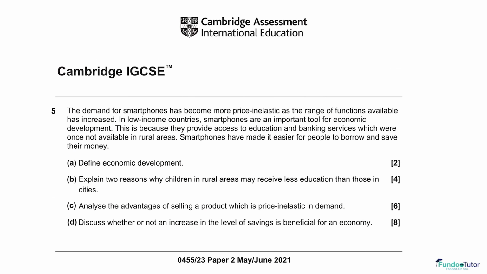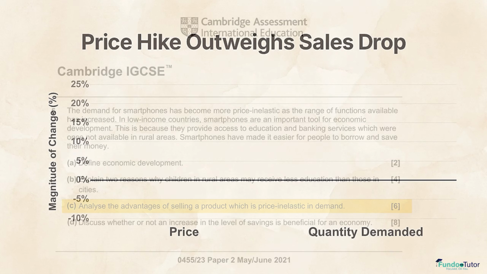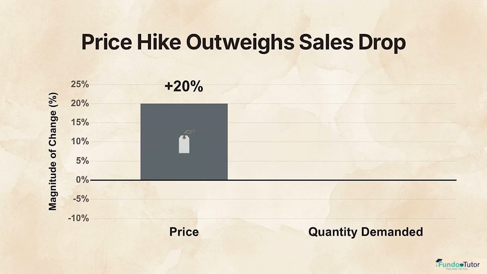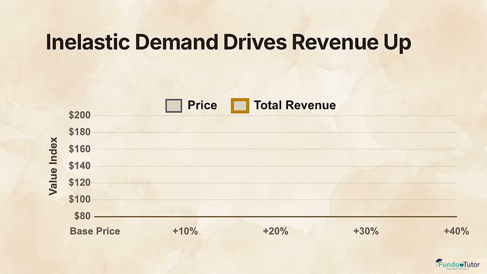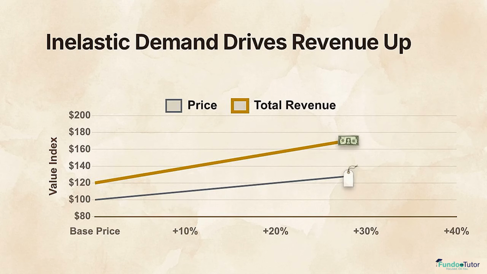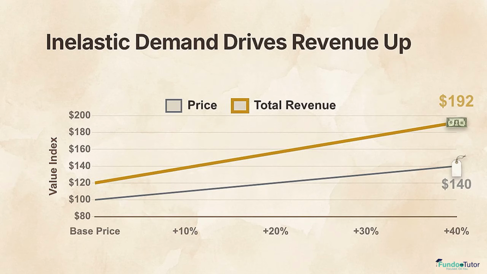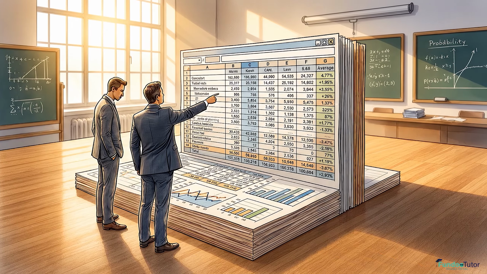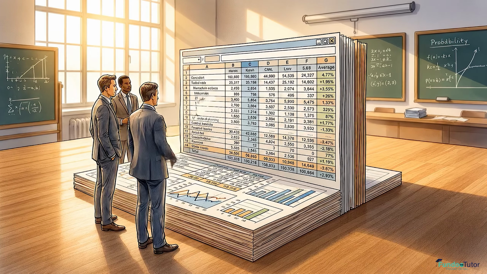This brings us to question 5, which asks us to analyze the commercial advantages of selling a product with price inelastic demand. The core rule of inelastic demand is that raising prices will cause only a less than proportionate drop in the quantity demanded. Because consumers cannot easily switch to substitutes, price and total revenue will move in the exact same direction. If a firm raises its price, its total revenue will rise alongside it. This relationship allows a firm to forecast its income more effectively. When revenue and price move together, the business can plan for future costs with greater certainty.